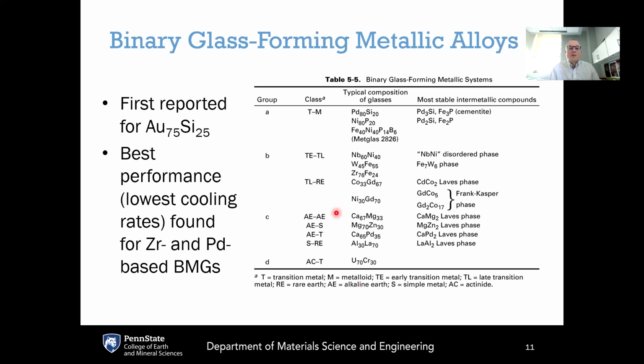Now, some of the binary glass forming metallic alloys include this particular alloy of gold and silicon. There's also some better performing glasses that are based on zirconium or palladium. You can see the table here that shows some of these binary alloys and alloys containing more elements.